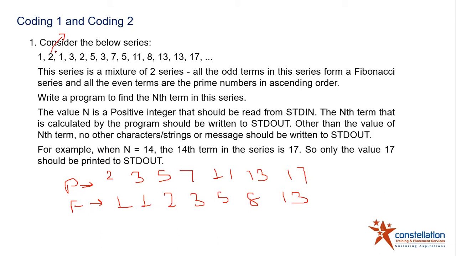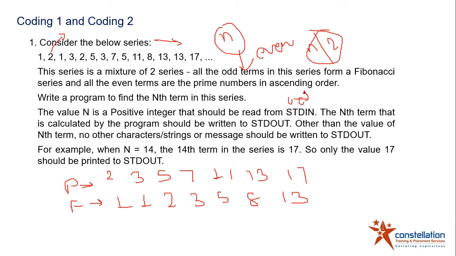Basically, for whatever number we have to generate, if we find the nth term in the series and n is even, then it is going to be the n by 2 term of the prime number part. And if n turns out to be odd, then it is not going to be the nth term in the Fibonacci. It is going to be the n by 2 plus 1 term in the Fibonacci.